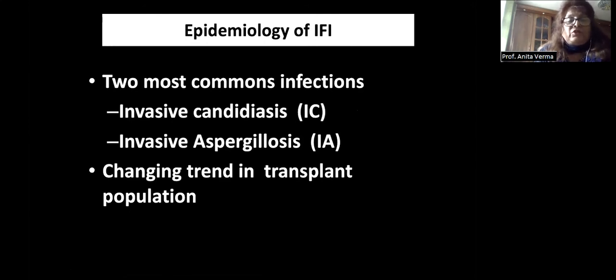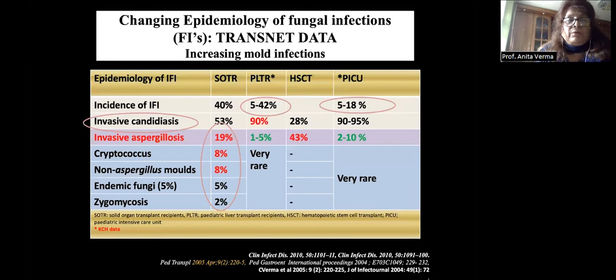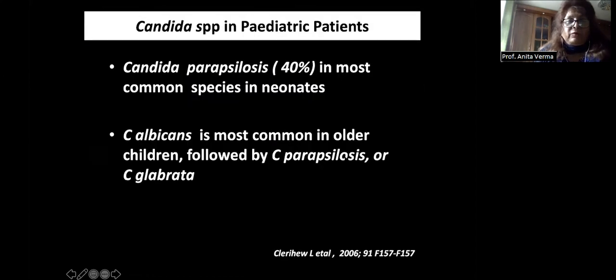However, we have seen a changing trend in the transplant population. This is the TRANSNET data, which shows that in solid organ transplant, there is a shift towards more invasive mold infection and other non-Candida infections. However, in pediatric liver transplant and in the intensive care unit, we have not seen much change. The other infections are very rare in the pediatric patient population.